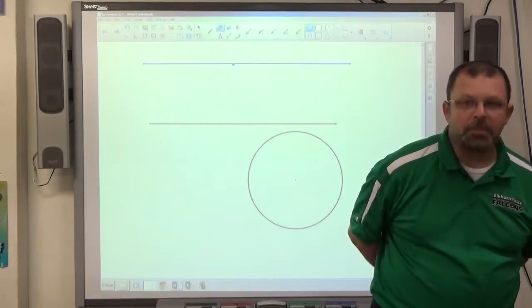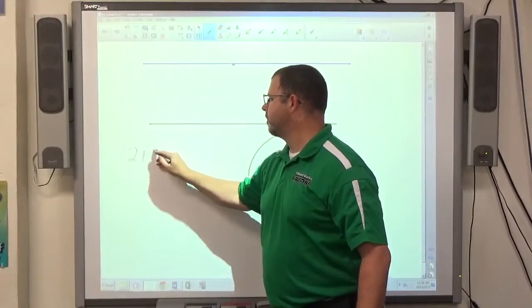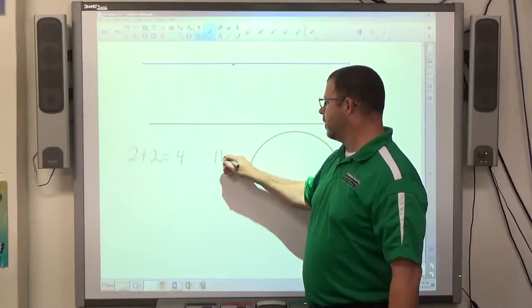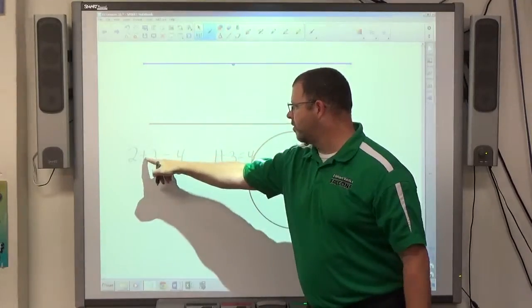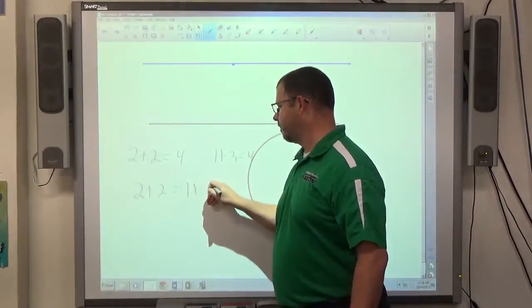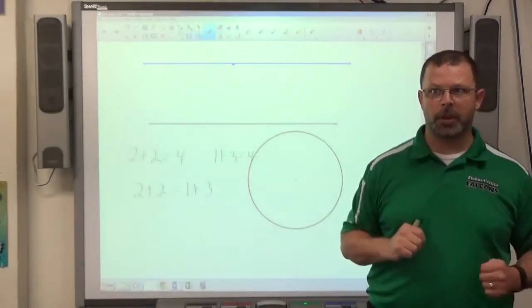Things equal to the same thing are equal to each other. Watch this. What does 2 plus 2 equal? 4. I said we weren't going to do that today. 2 plus 2 equals 4. What does 1 plus 3 equal? 4. So if 2 plus 2 equals 4 and 1 plus 3 equals 4, then 2 plus 2 obviously has to equal 1 plus 3. Yeah. Okay. Things equal to the same thing are equal to each other.